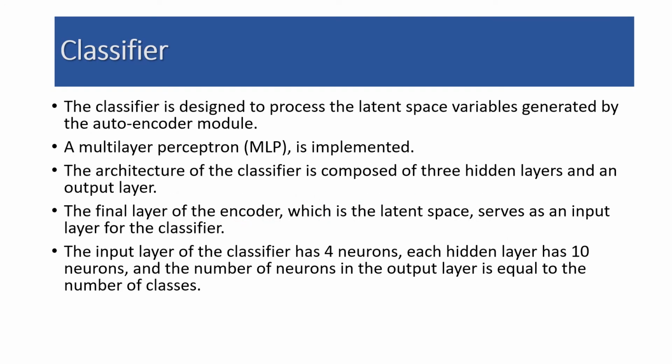The classifier, as I said earlier, is a multi-layer perceptron implemented to perform prediction tasks from the latent space variable. It is composed of 3 hidden layers and an output layer, and its input layer is the latent space. In the proposed study, the latent space has 4 neurons. Therefore, we can say that the input of the classifier has 4 neurons and each hidden layer has 10 neurons. The number of neurons in the output layer is equal to the number of classes, which in this case is 2.